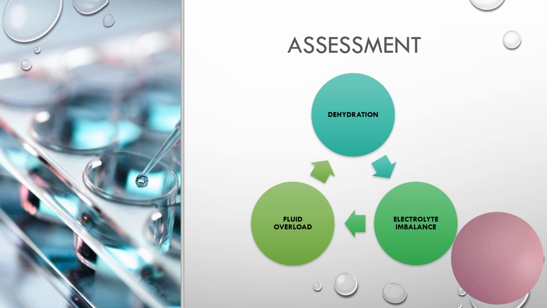We need to look at lab values, especially those electrolyte levels. Hemoglobin, hematocrit, the blood urea nitrogen or BUN, and creatinine are going to be the two renal tests that help identify renal function. Creatinine is more sensitive than the BUN, so it's actually going to be a little more accurate. We can also do the serum osmolality or a urinalysis.